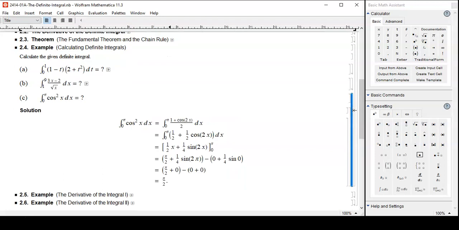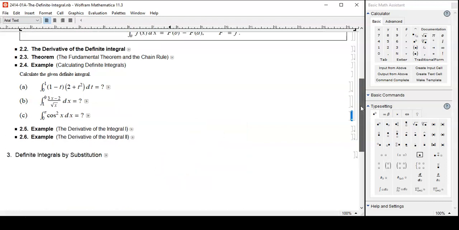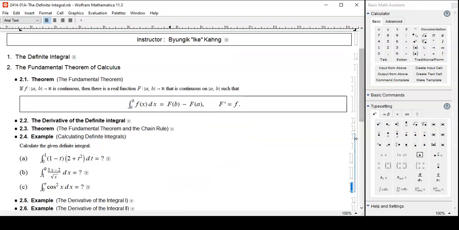One more example. Okay, here's one more. Cosine squared can be rewritten as this using the power reduction formula, which is the same as that. And then we can calculate the antiderivative like this. Antiderivative is done, so plug in the top, pi, plug in the bottom, 0, and subtract one from the other, and we get the answer. See? The use of the fundamental theorem of calculus to calculate the definite integral.